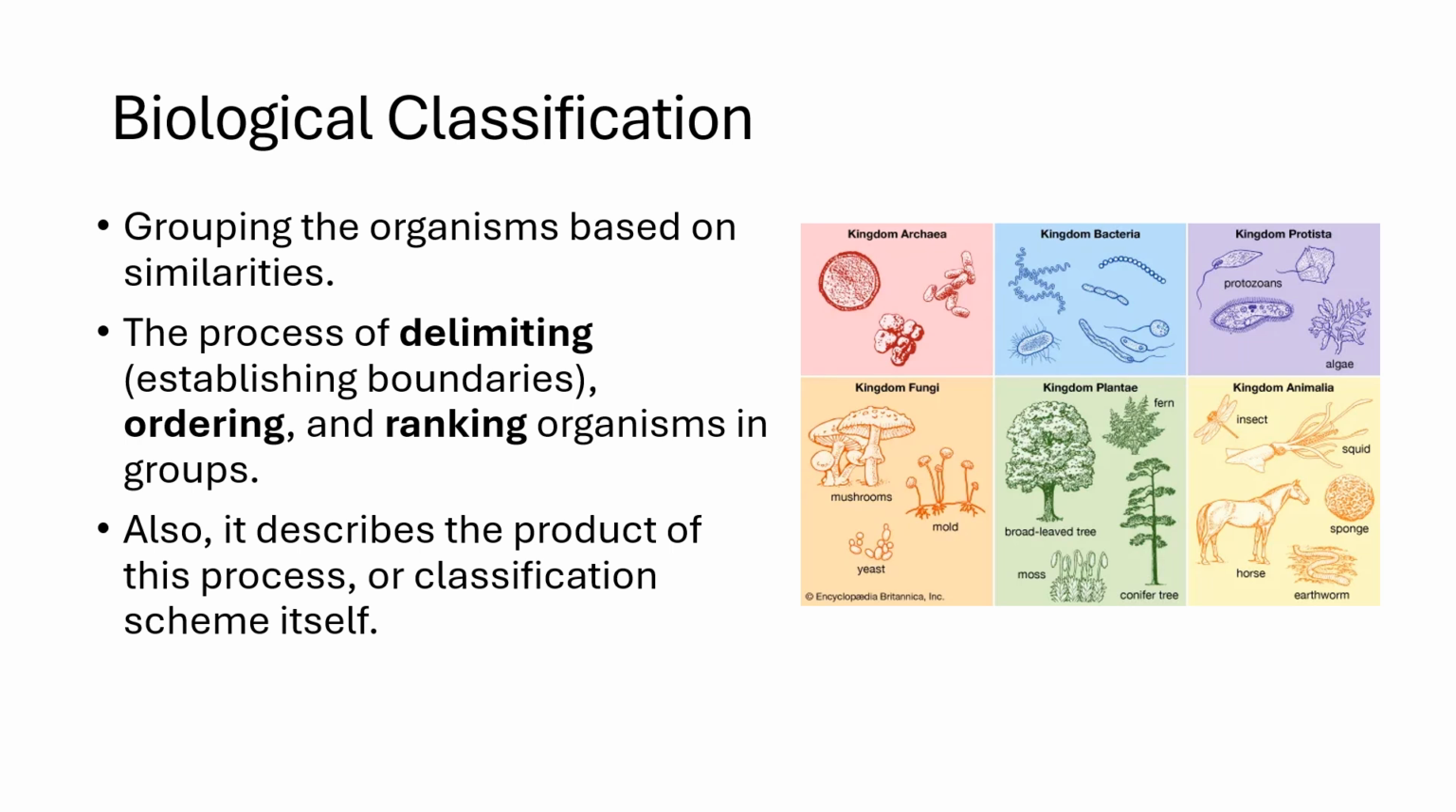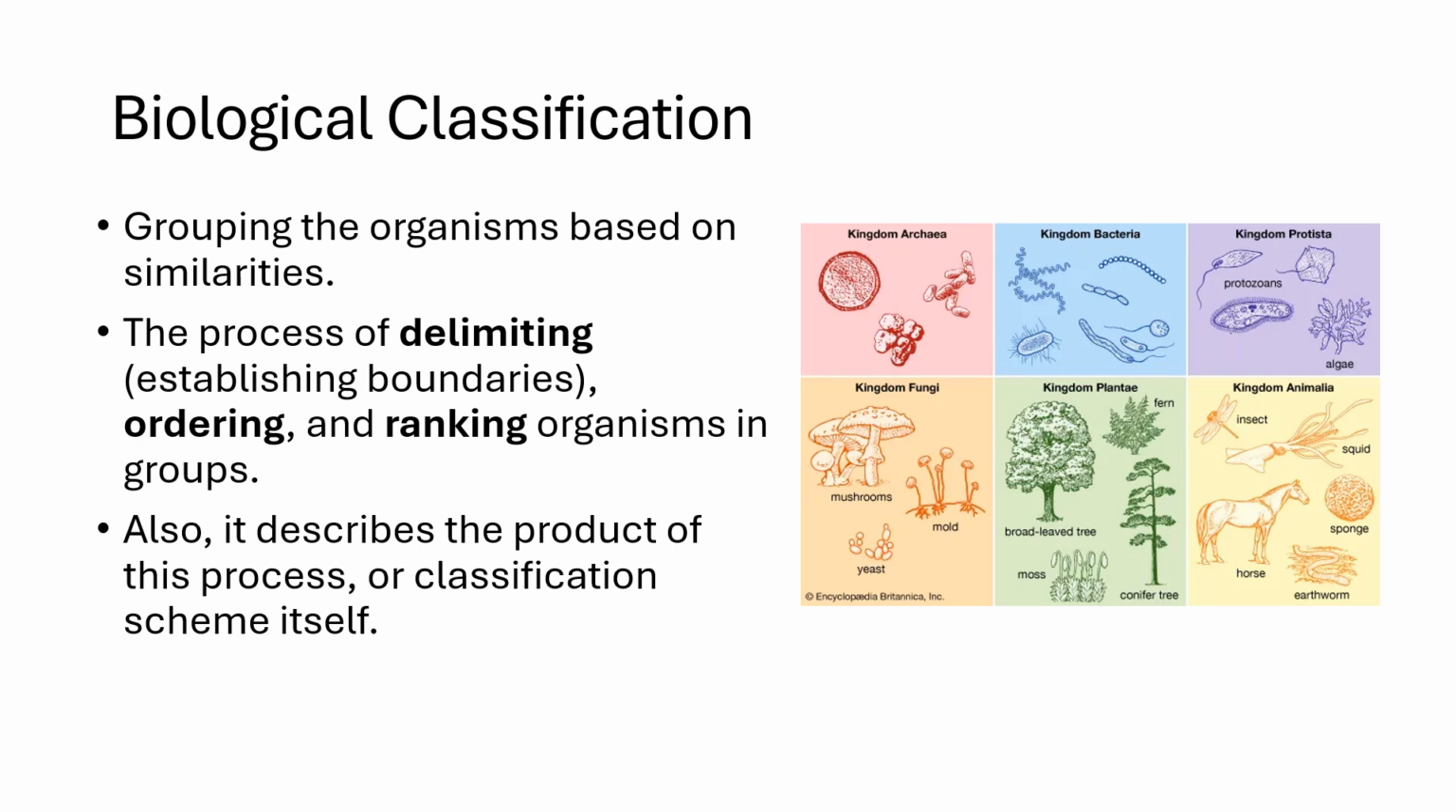The process of delimiting, establishing boundaries between different sets of organisms, and ordering them, meaning which organism came first or which one has a higher level in terms of complexity or with respect to any other criteria, ranking organisms and making groups of them, where these groups of organisms have these similarities with such characteristics, this is all what we call classification.